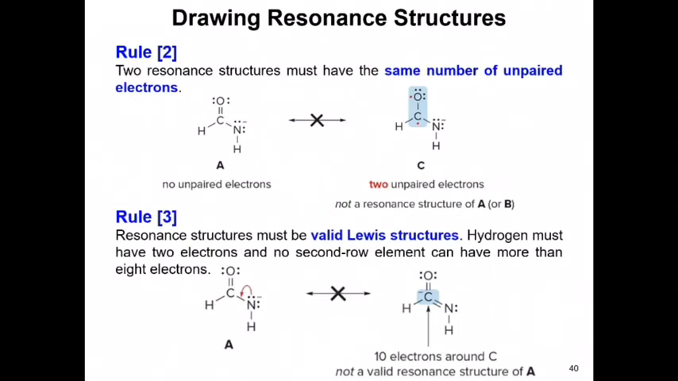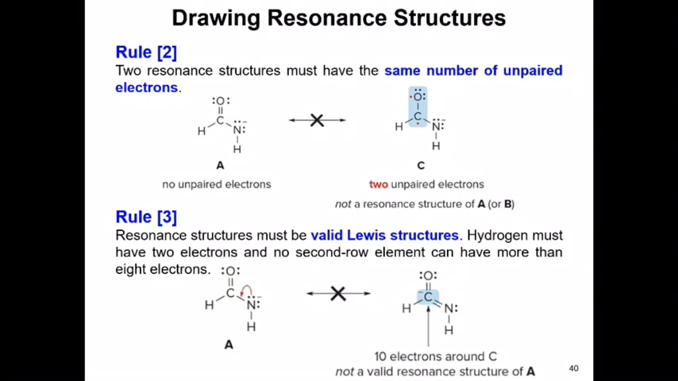The second rule that you need to remember is that 2 resonance structures must have the same number of unpaired electrons. So when you look at structure A, you can see that there are no unpaired electrons anywhere in the structure. But in C, this would be incorrect because you have 2 unpaired electrons, one in the carbon and one in the oxygen. Rule number 3 says resonance structures must be valid Lewis structures.